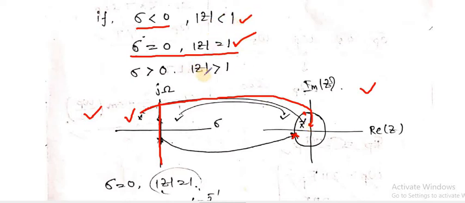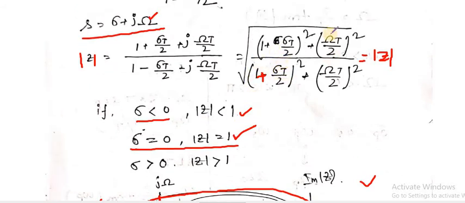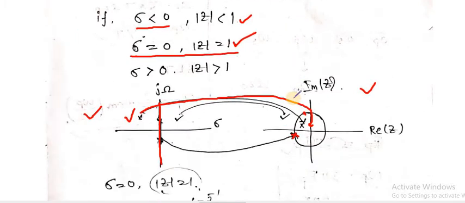Now if I set sigma greater than 0 here, obviously mod Z would be greater than 1. Sigma greater than 0 means we are talking about poles in the right half of the S plane, which will be uniquely mapped outside the unit circle, that is mod Z greater than 1. So by this mapping we can say that in case of bilinear transformation the mappings are unique.